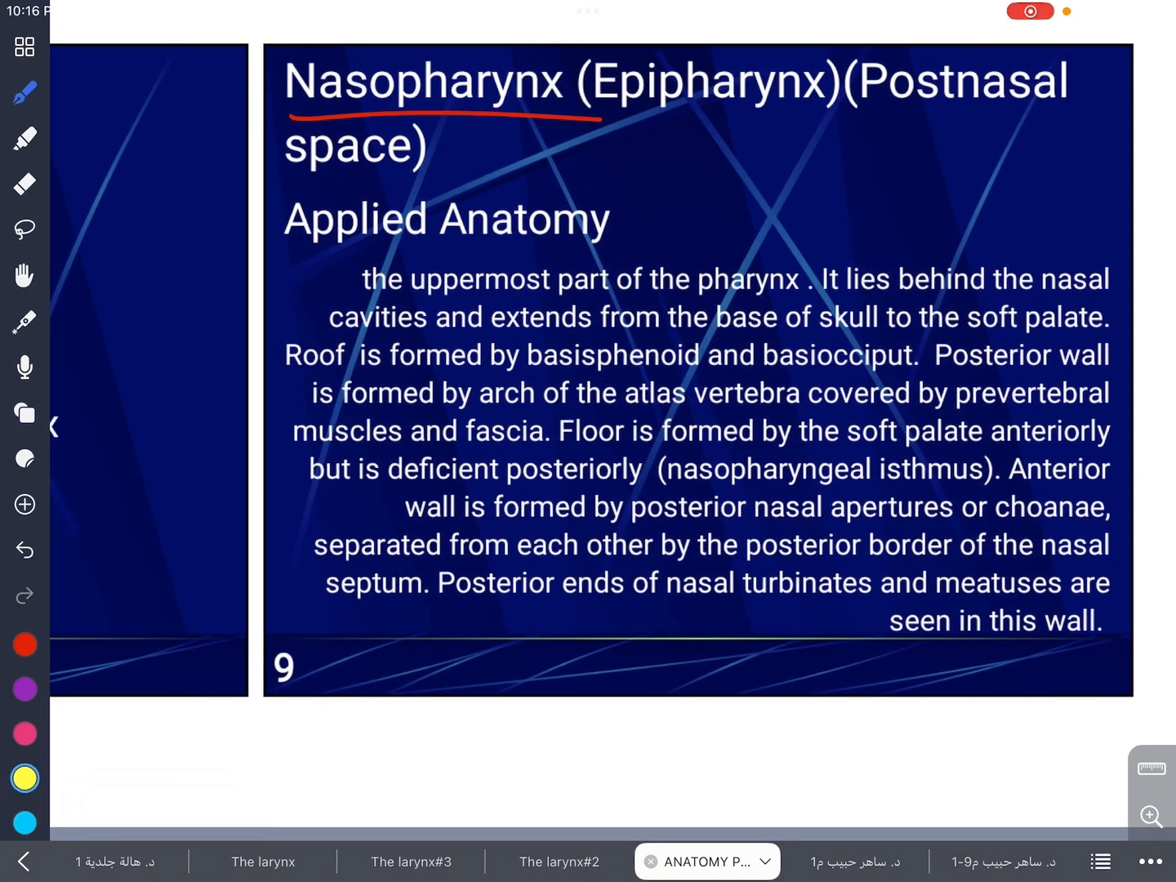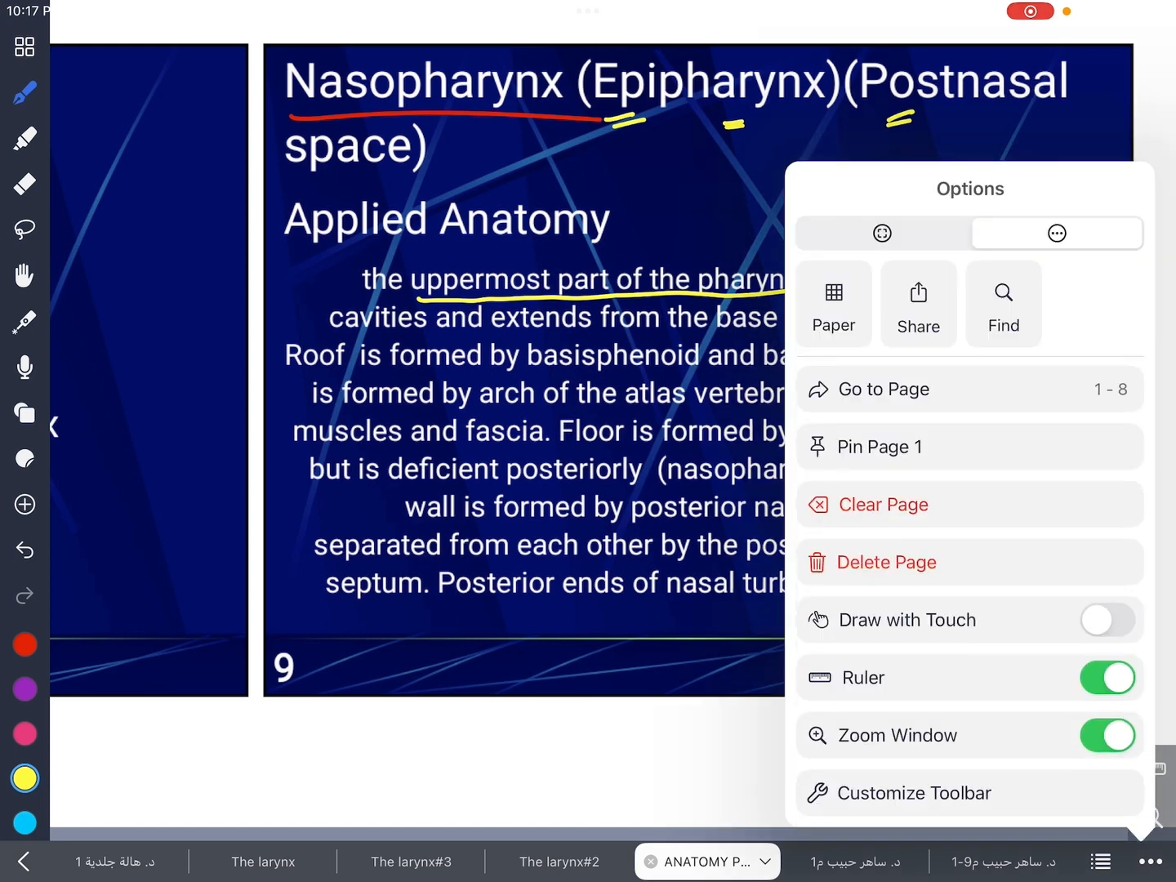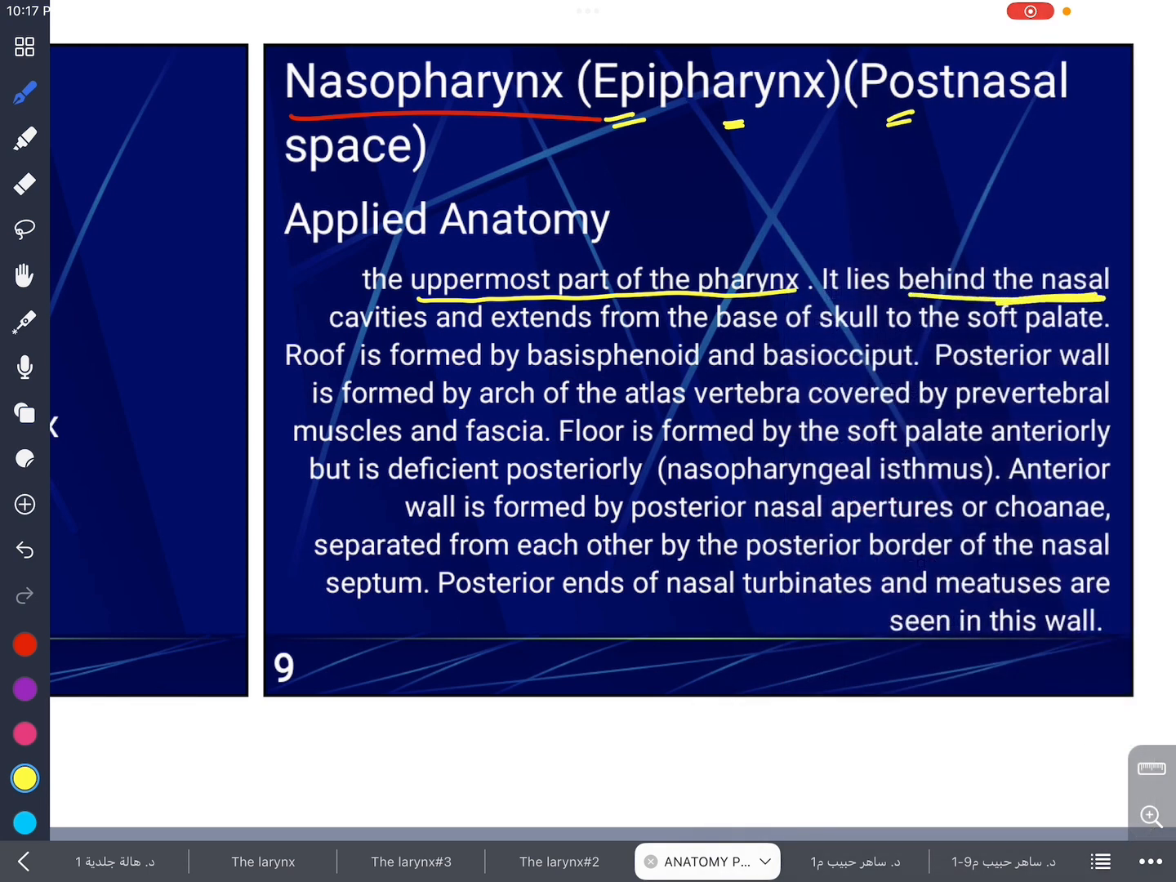فالابلايت اناتومي انه يعتبر النيزوفارنكس هو الابر موست بارت اوف ذا فارنكس، هو الجزء العلوي من الفارنكس. فايش يسمونه ايبي فارنكس، او يسمونه ايضا بوست نيزل سبيس. ليش؟ لانه موجود خلف النيزل كافيتي. it lie behind the nasal cavity. اوكي. فموجود خلف النيزل كافيتي يسمونه بوست نيزل، وموجود هو الأبر بارت فيسمونه الإبيفارنكس.